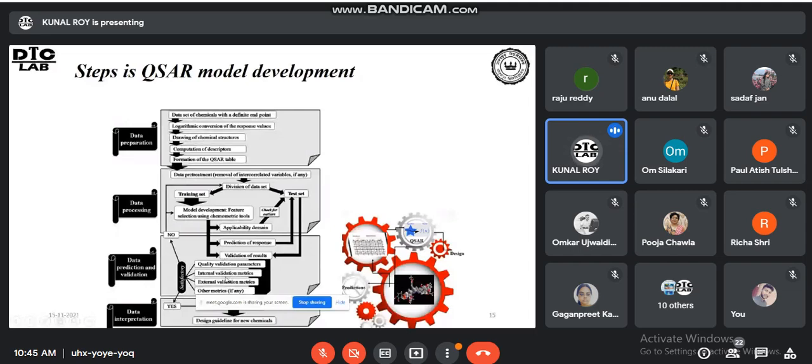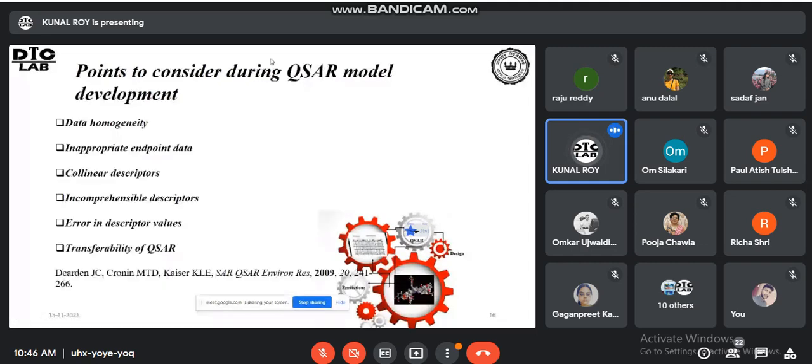And there are also some specific points which one should consider during QSAR model development, like data homogeneity. When one is collecting data, all the data should be from a similar experimental protocol. Inappropriate endpoint data should be avoided. Biological activity data should be taken in log scale, and the activity values are taken in the form of required concentration, that is, the concentration required to elicit some response like EC50 or IC50, and that should be in the molar scale.